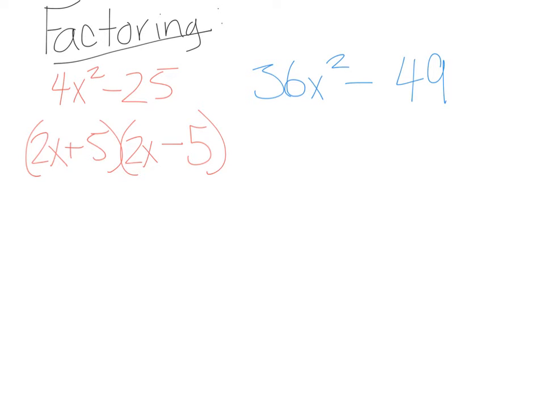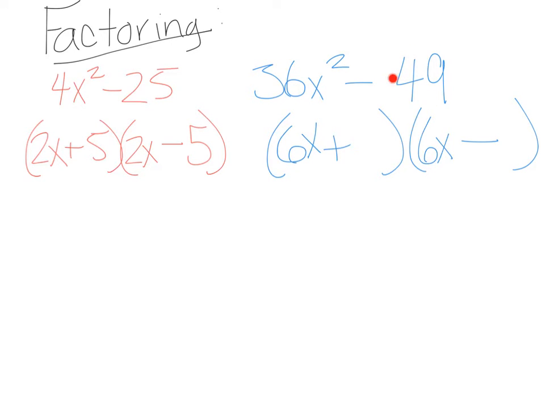For the second problem, we have 36x squared minus 49. So again, this is a perfect square. 49, also a perfect square. And we are subtracting. So this is the difference of two squares. So we set up two binomials, 1 plus, 1 minus. We take the square root of 36x squared. It's going to be 6x. So that is going to be our first term in both binomials.